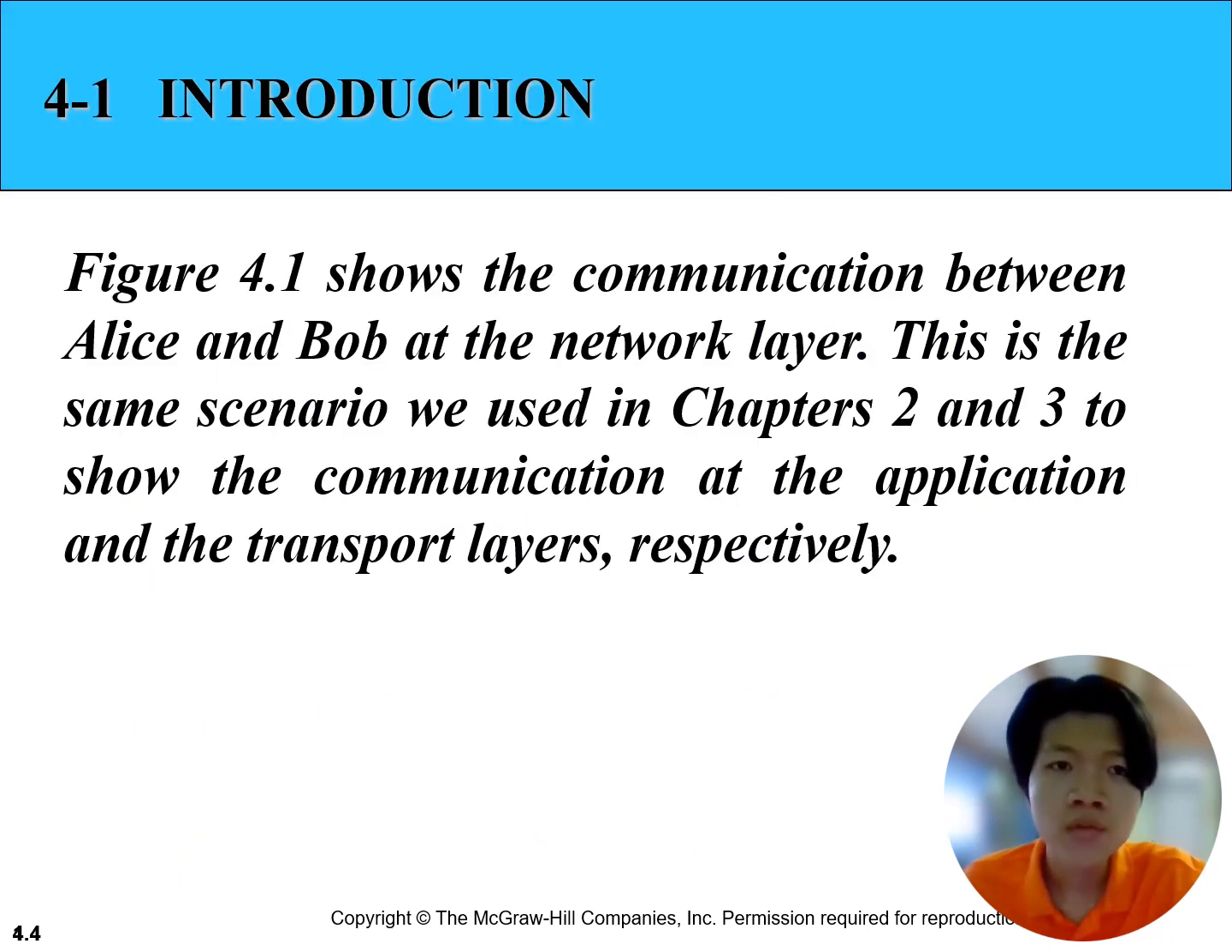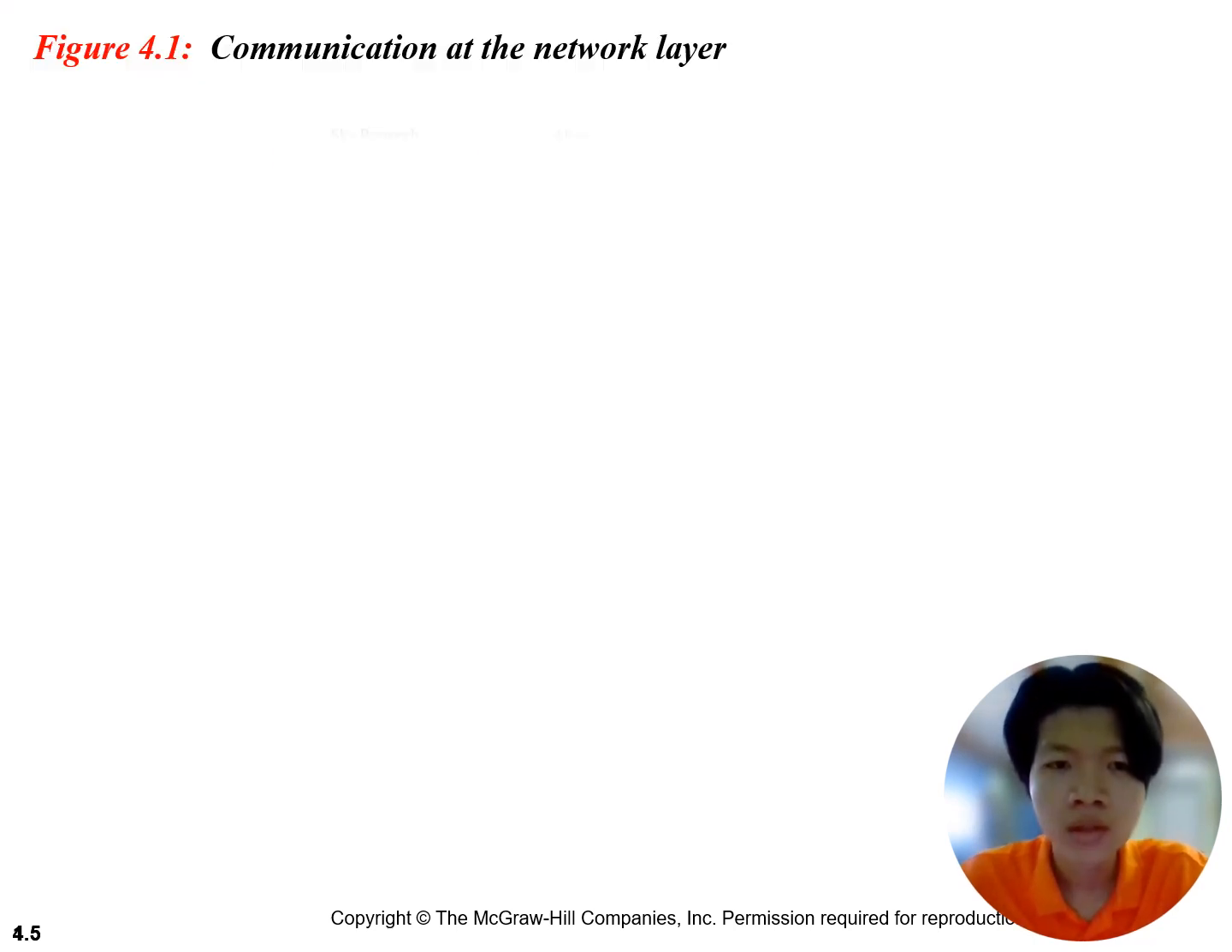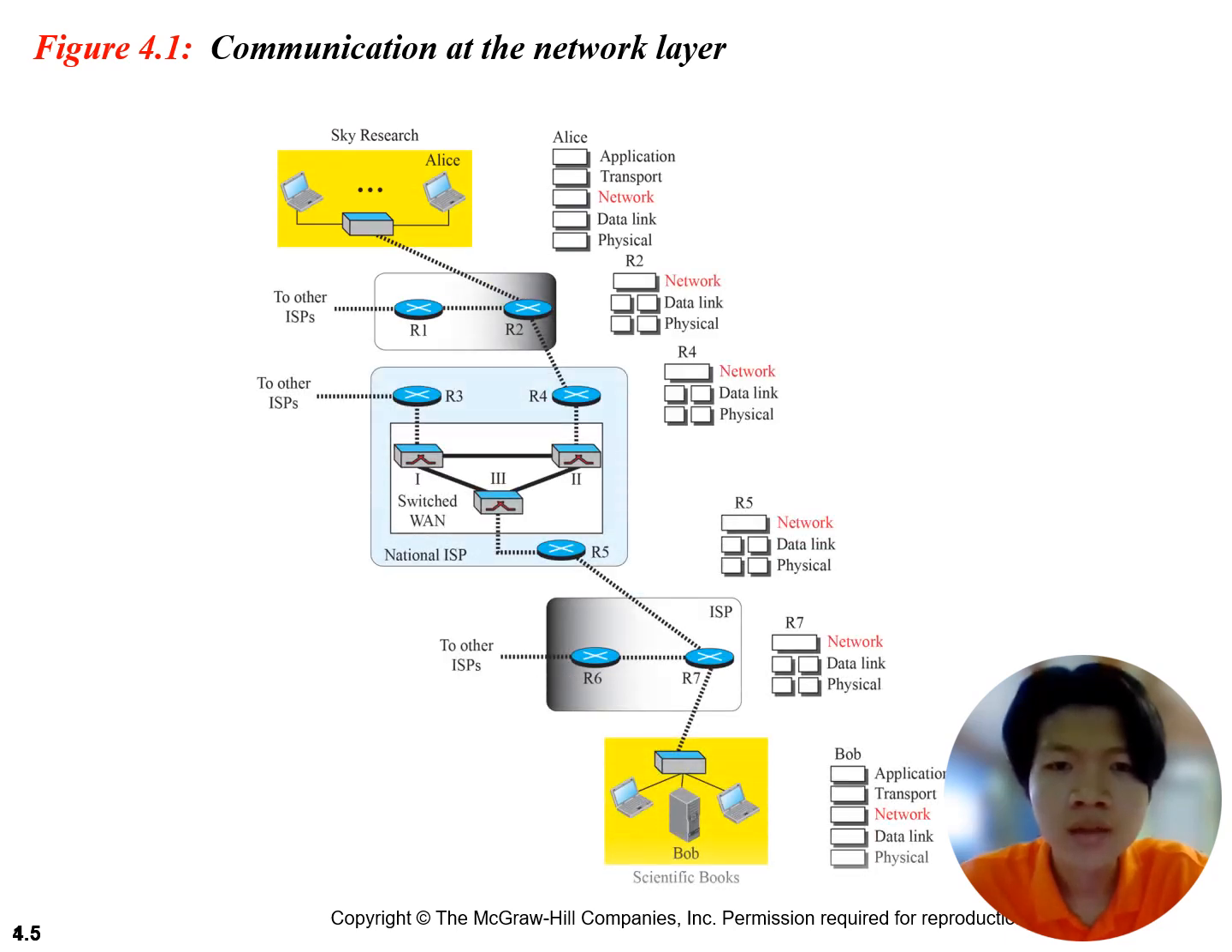Figure 4.1 shows the communication between Alice and Bob at the network layer. This is the same scenario we used in chapters 2 and 3 to show the communication at the application and the transport layers respectively. And here is the communication at the network layer.